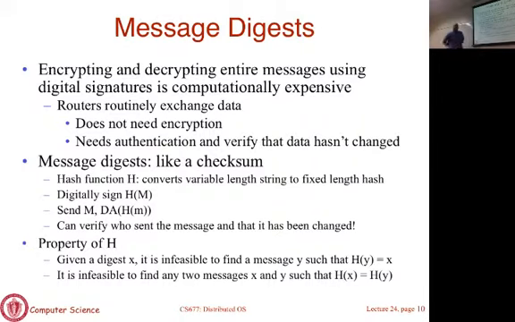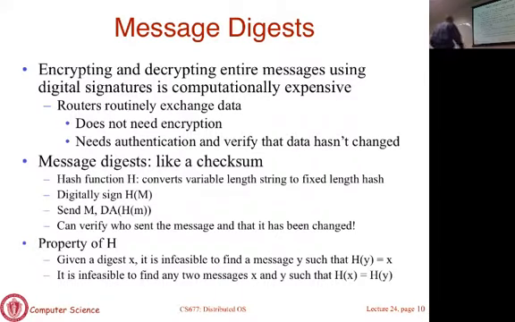Message digests are essentially hash functions. This is a simple hash function. What the hash function does is it takes any arbitrary length string and hashes it to a fixed length string. So you may have a 60-page document. If you apply this hash function, which is a digest, it is going to give you maybe a fixed length, 512 byte summary of that document.